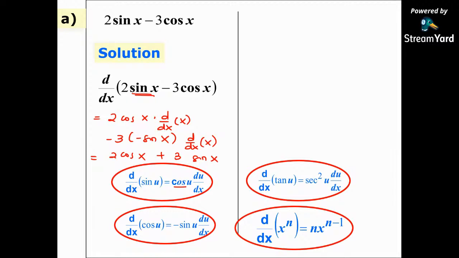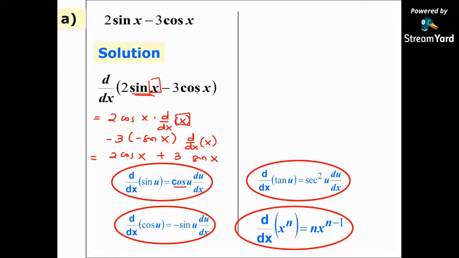Okay, so again, 2 sine x. Differentiating 2 sine x, 2 is simply a constant, so bring it in front first. Differentiating sine, it will become positive cos, so cos of whatever the function is, and then we should differentiate that function, and then take the constant out.